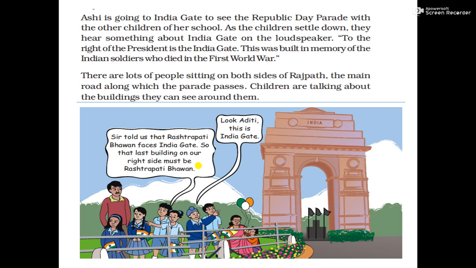To the right of the president is the India Gate. This was built in memory of the Indian soldiers who died in the First World War. There are lots of people sitting on both sides of Rajpath, the main road along which the parade passes.